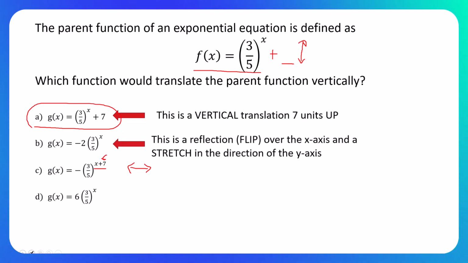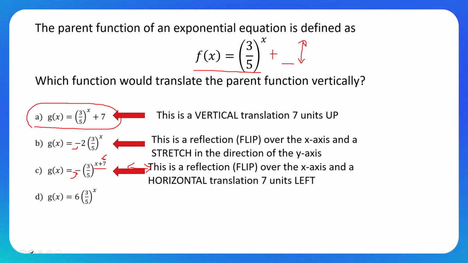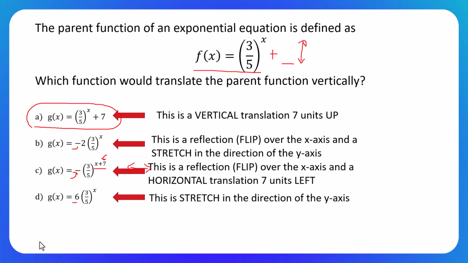All right, looking at B, we do have a reflection because we've got a negative sign right here. We also have a reflection or a flip right here. And again, like I said, a horizontal translation, 7 units to the left. And we only have a stretch here, stretch of 6 in the direction of the y-axis.